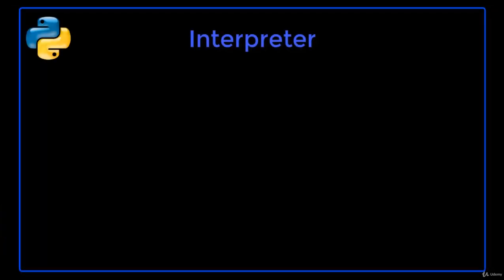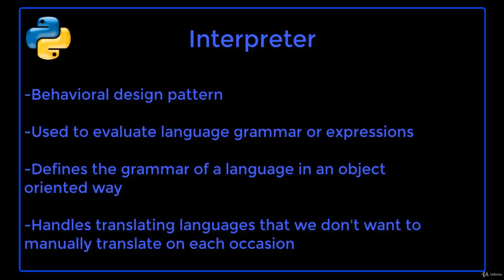In this lecture, we will learn about the interpreter design pattern and how to implement it in Python. The interpreter design pattern is a behavioral design pattern that is used to evaluate language, grammar, or expressions. It defines the grammar of a language in an object-oriented way. Interpreter handles translating languages that we don't want to manually translate on each occasion.